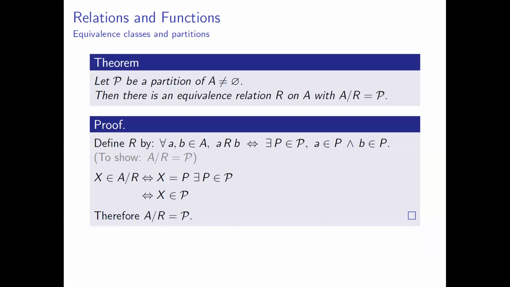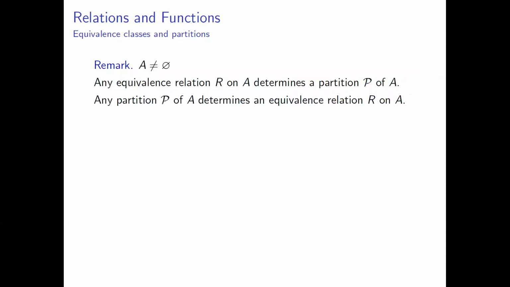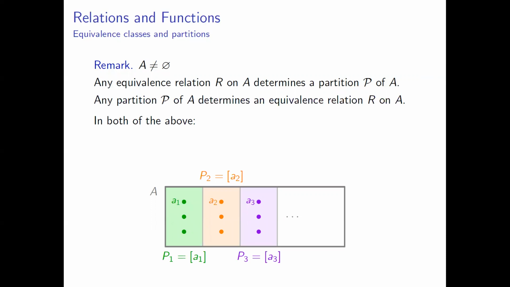To summarize, let A be a non-empty set. The last two theorems show that any equivalence relation R on A determines a partition P of A, and any partition P of A determines an equivalence relation on A. In both of the above, A modulo R is equal to the partition P. And for any elements a and b in A, a is related to b if and only if a and b are both contained in the same subset in the partition.